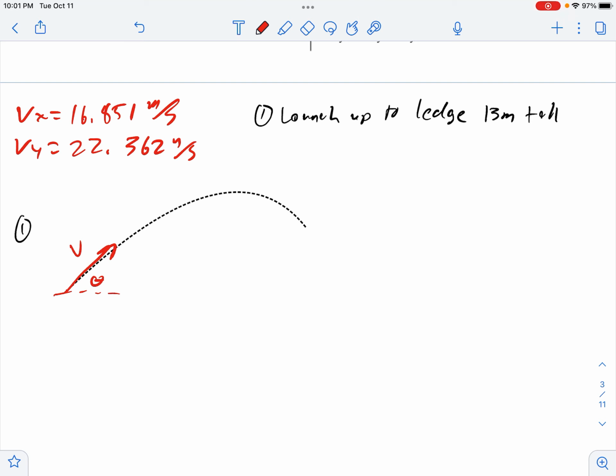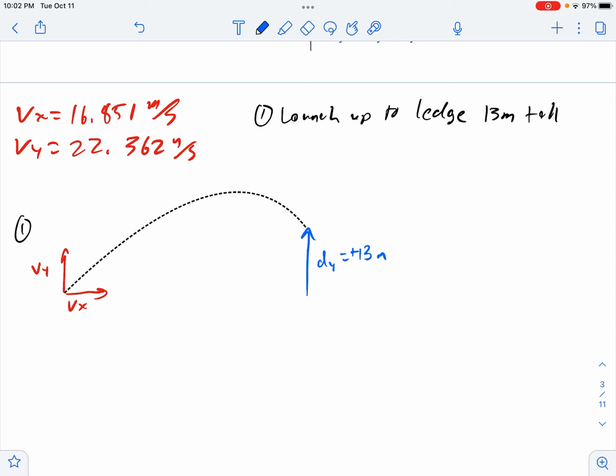Notice that I've transposed the components down here, because once I have these two components, I don't need any of that diagonal information anymore. For the rest of the problem, I'm just going to use the vertical and horizontal components independently. If I'm going to launch it up to a ledge, it's going to land at some distance that's 13 meters above where it's launched. I don't have to put the positive sign, but it will help me figure out what to do next.